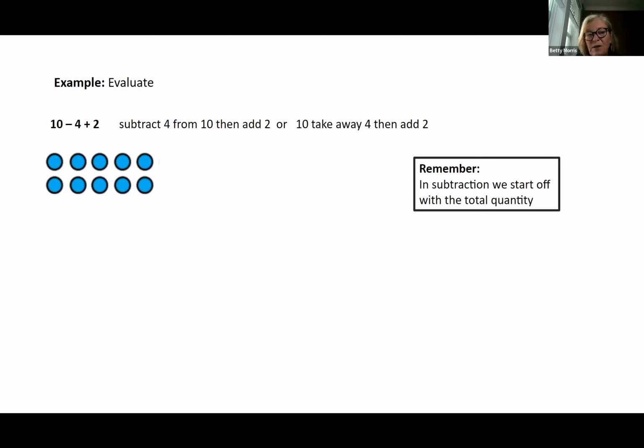So we're going to start with the 10, and I use this with the students and to show the teachers this as well. Lots of visuals, and these are just little circles that you take. Remember, in subtraction, I just put that we start off with the total quantity, and in this case, that's the way we're going to interpret subtraction for these expressions. So we have 10. And then I'm going to take away 4. So that leaves me with 6. And these are not difficult to do. I just copy and paste these little circles. Then I'm going to add 2.